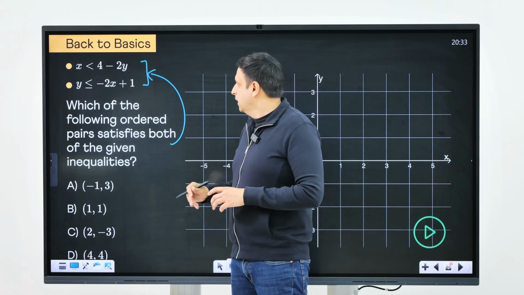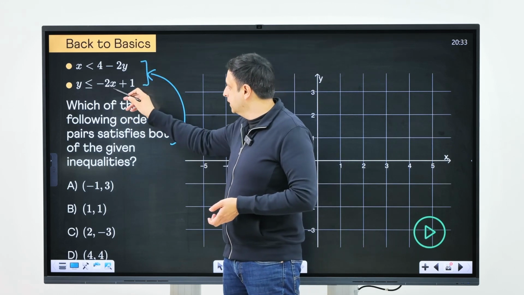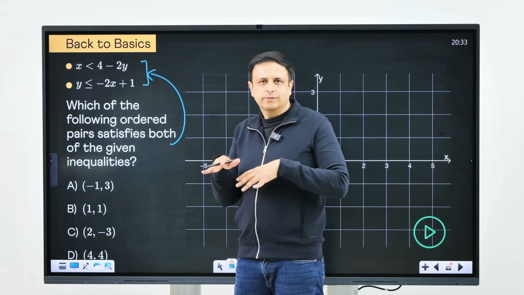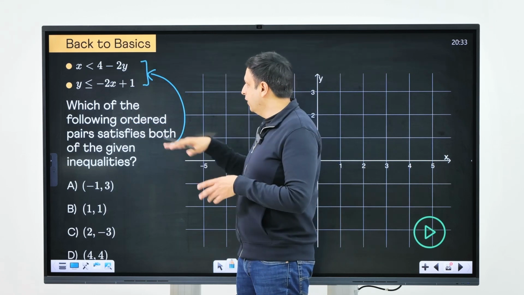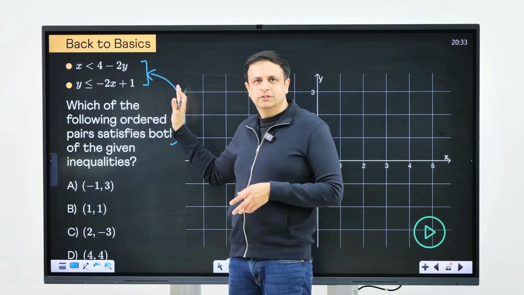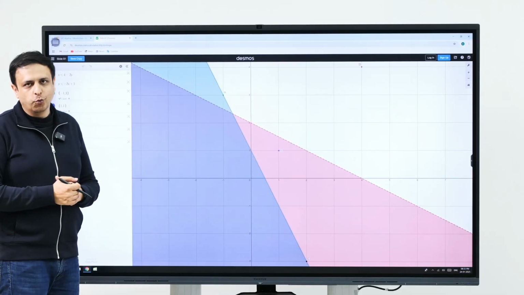So in this case, it's very easy to do such problems using Desmos. So we can simply plug in these 2 inequalities into Desmos. Desmos will give us 2 half planes, and we can just look at the intersection to find the solution set of the system. So let me show you this example on Desmos. So here's the plot of the 2 inequalities.